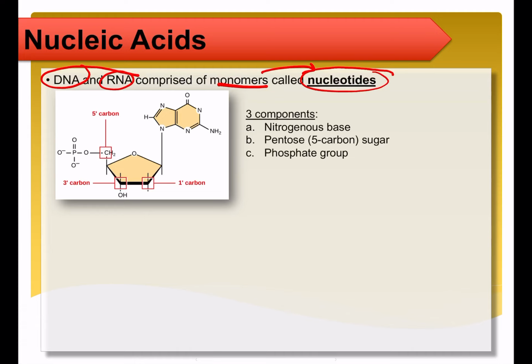You have the nitrogenous base right here, the pentose sugar. Remember we talked about how sugar molecules can sometimes be named by the number of carbons they have, and because this particular structure has 5 corners, we call it a pentose. It has 5 carbons within this molecule. Pentose sugar, and then you have the phosphate group. So nitrogenous base, pentose sugar, and phosphate group. That's the 3 basic components of nucleotides.